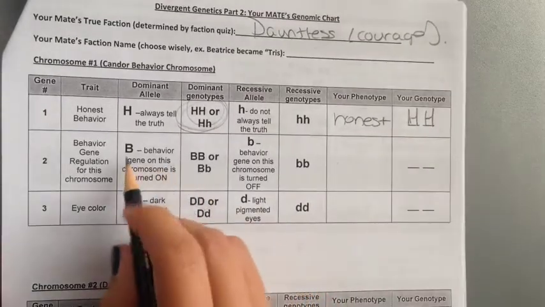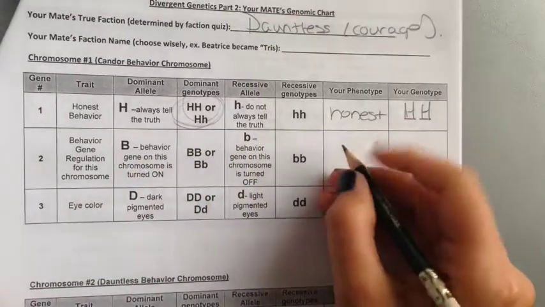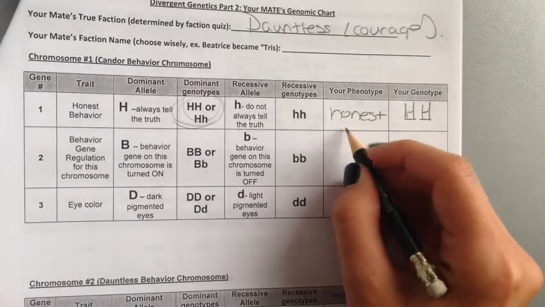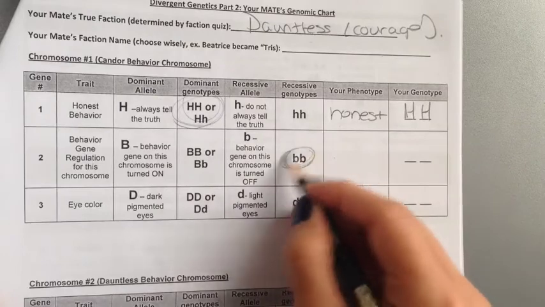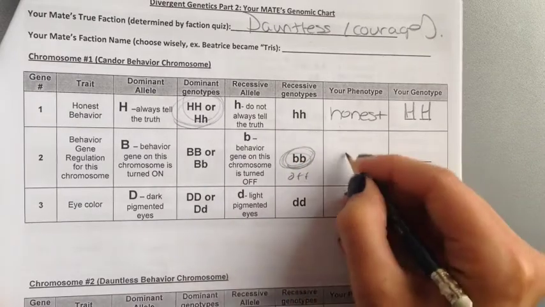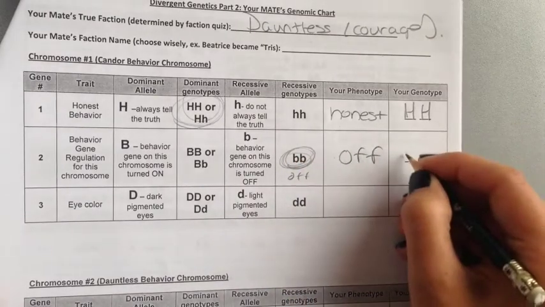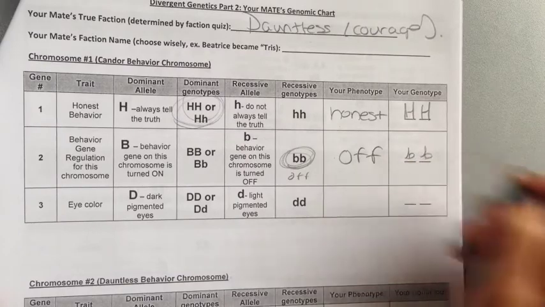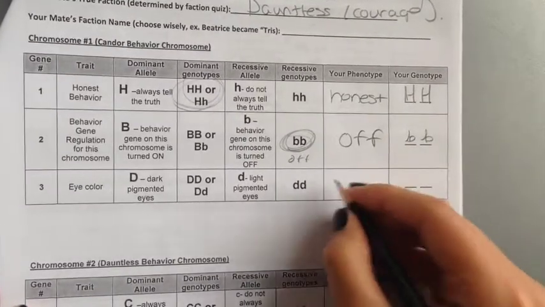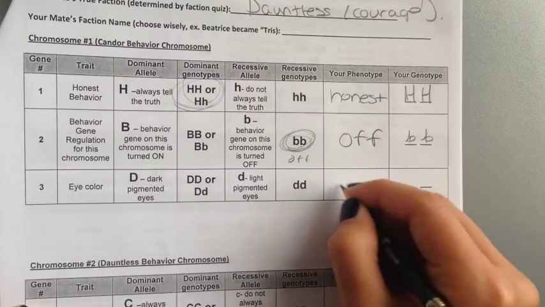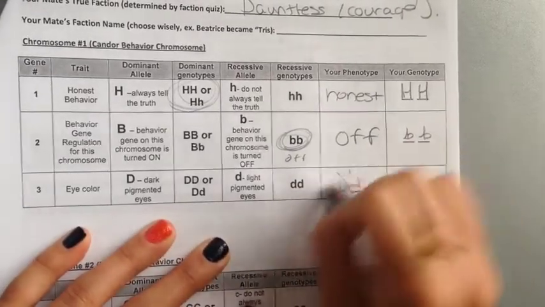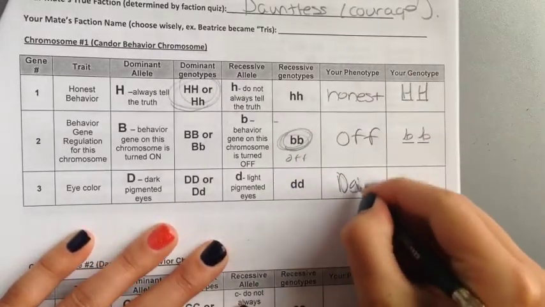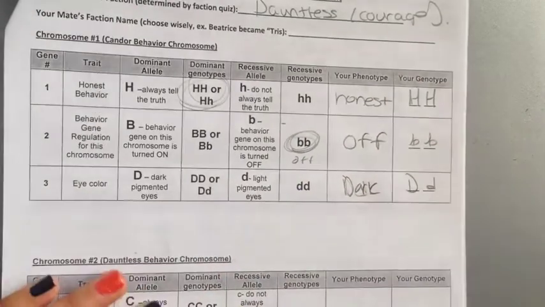Now, over here where it says behavior, okay, regulator, because they can't be honest because they are in Dauntless, this has to be turned off. So their genotype, this means off, so they're going to have it off, and they'll have to be little b, little b. And then over here, dark hair, let's just say that they have dark hair. Again, they have dark hair, should be big D, little d over here.